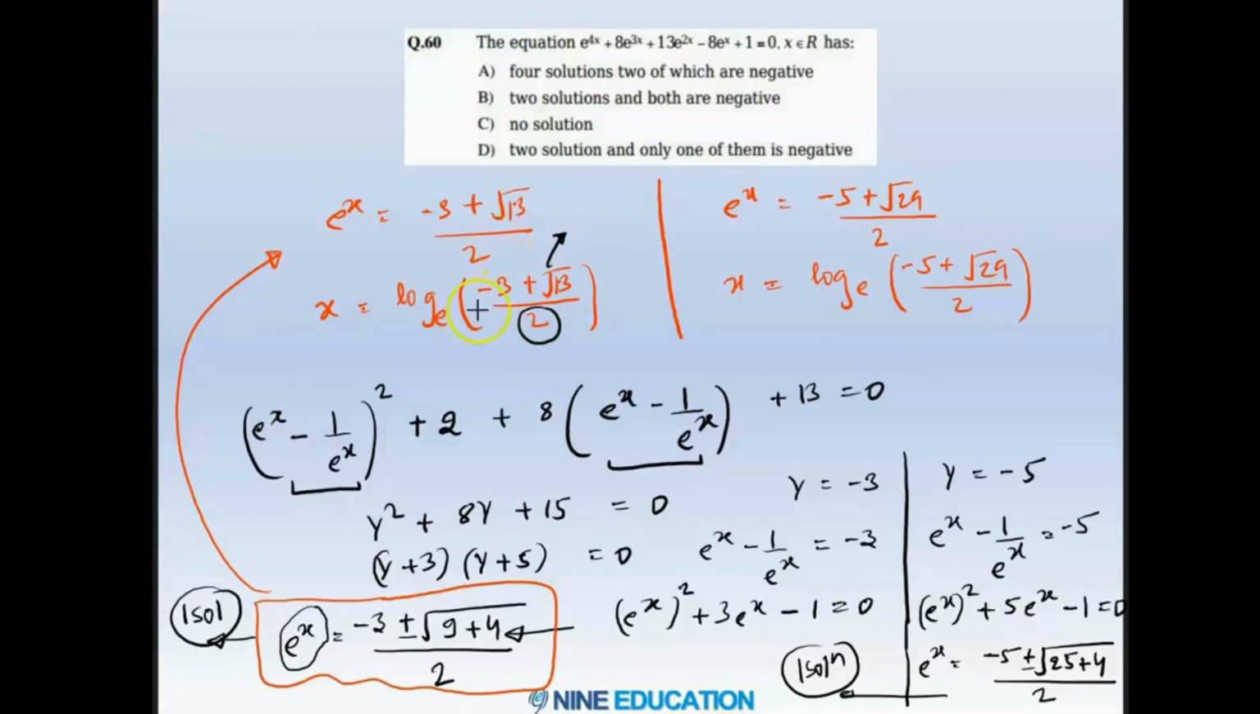Same way, root 29 is between 5 and 6. So when we add a number between 5 and 6 to minus 5, we get a number between 0 and 1, and after dividing by 2 it will still be a number between 0 and 1, and since the base is e, it is also going to be negative. So the answer here is two solutions and both are negative, because option D is also having two solutions, but there it is said that only one of them is negative.